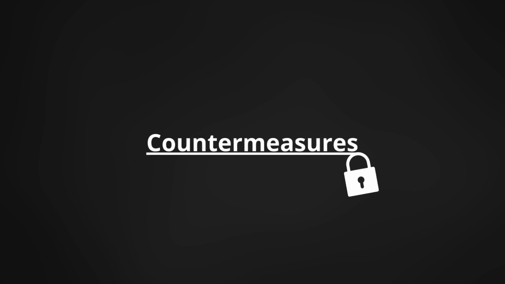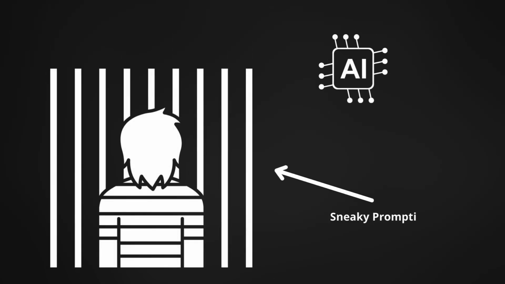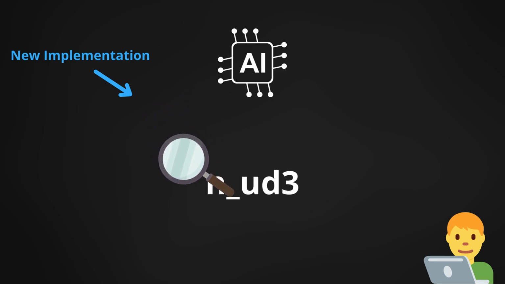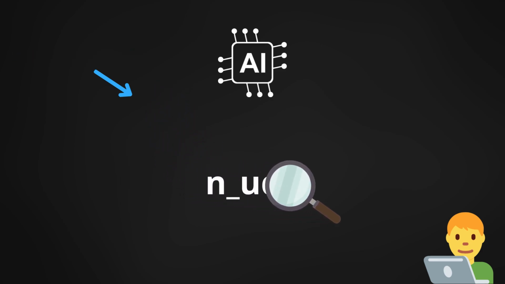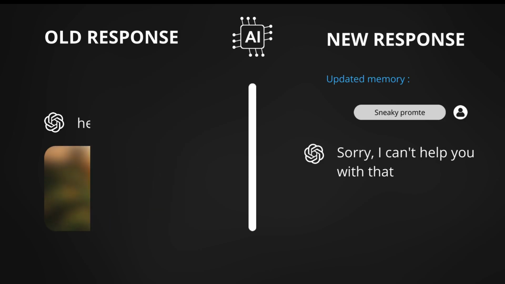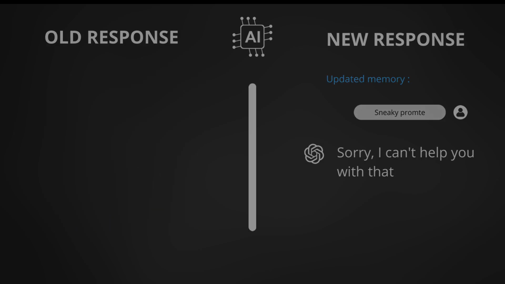Countermeasures. To counteract sneaky prompting, developers can implement more sophisticated text analysis algorithms to detect contextually inappropriate content, and develop adaptive filters that learn from past successful bypass attempts to strengthen defenses.